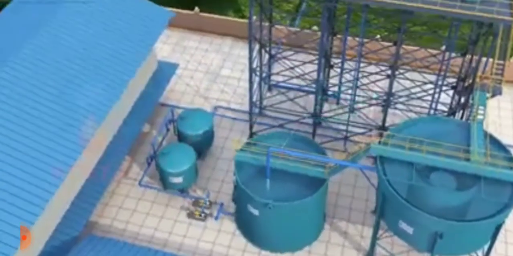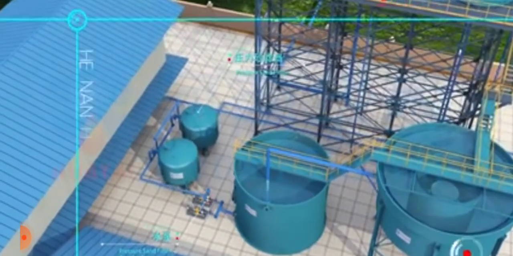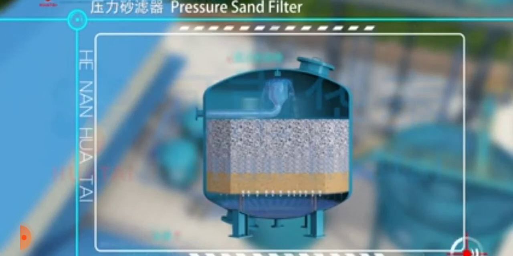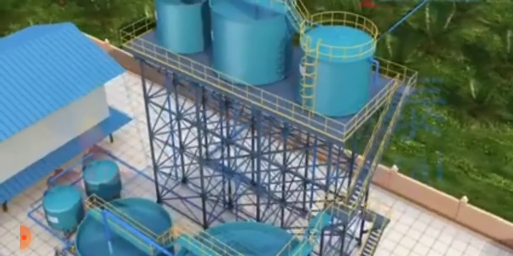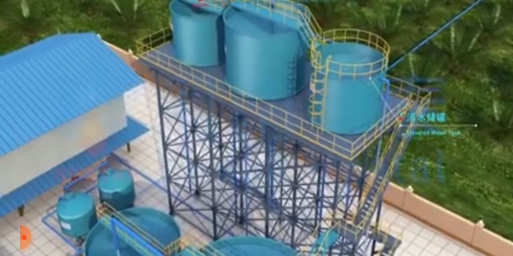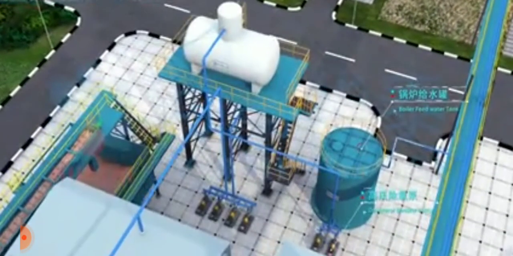Use the pressure sand filter booster pump to convey to the pressure sand filter. Water in the pressure sand filter is filtered by layers of quartz sand with different granularity. Filtered water enters the elevated water tank on a high-level water tower. After being treated by the water softening system, it enters the boiler feed water tank.